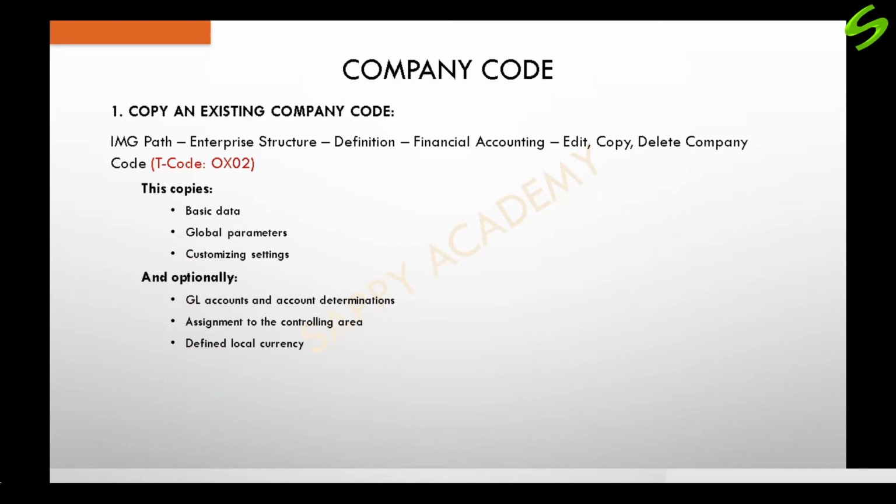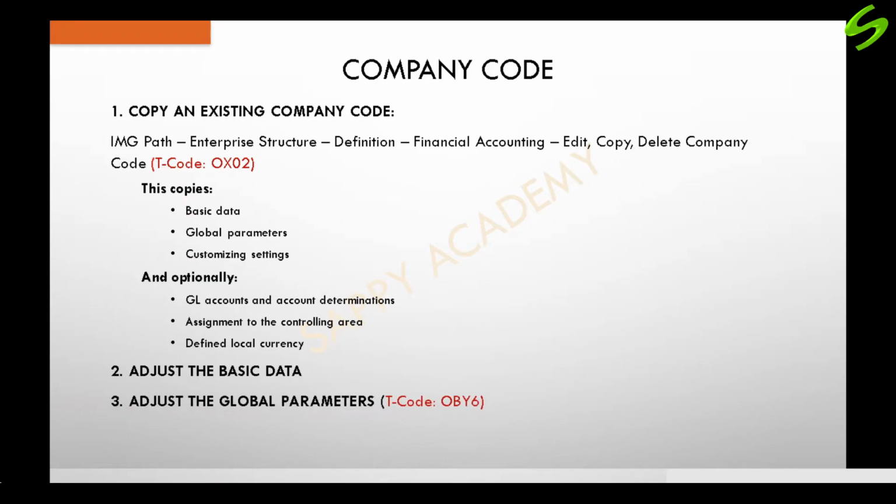For example, if we have an existing company code in the USA and now we are creating a new company code in the UK, then the currency will be different. So in this case, SAP is well designed to guide us. By this you can understand the design of SAP. Once we have copied the company code, in step 2 we can adjust the basic data, and in step 3 we can adjust the global parameters.